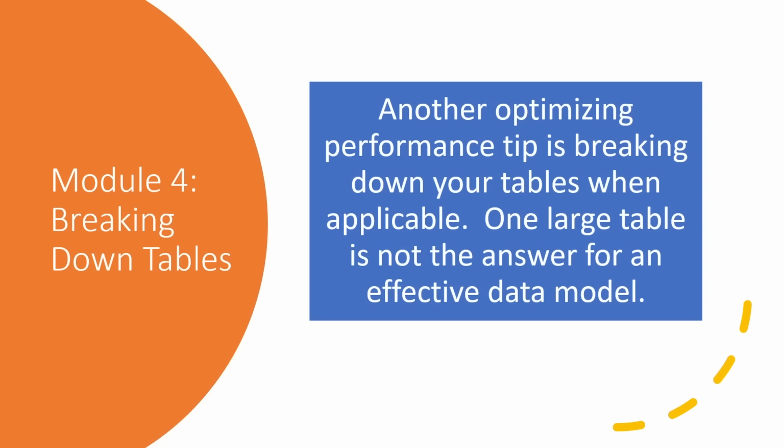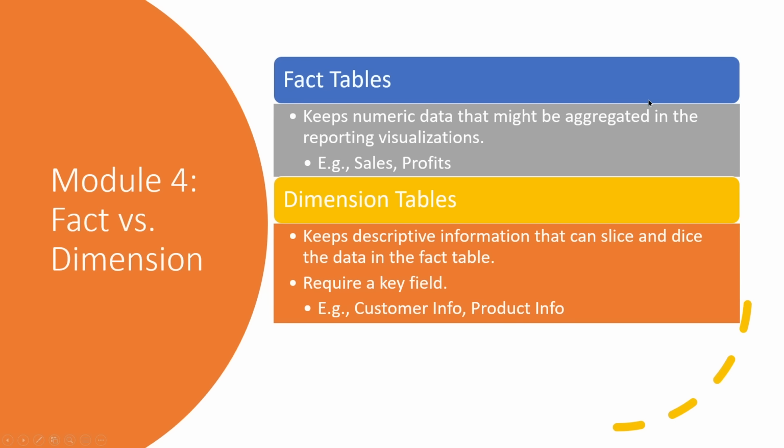Lesson 2 is dimensions and hierarchies, a subtopic of working with tables. To get started, we're going to talk about breaking down your tables. It's an optimizing performance tip, and when applicable, it's very useful. One large table is not the answer for an effective data model. So what does that mean? You break a large table down into 2 or multiple tables.